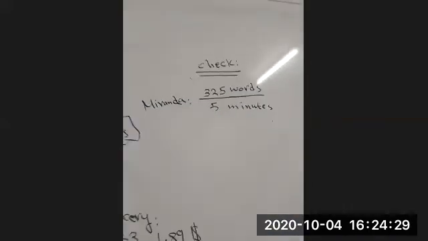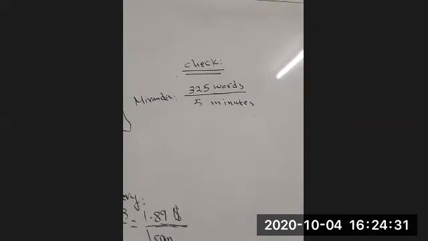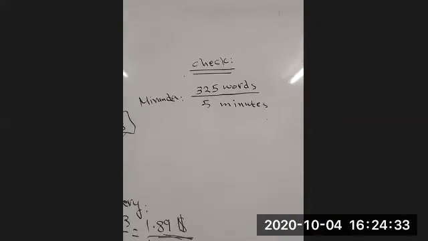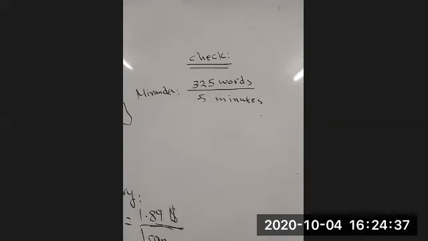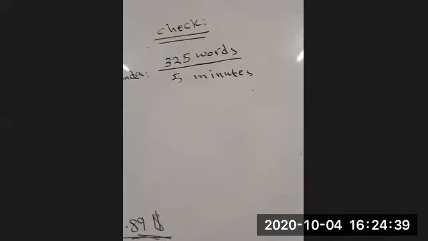Continue. At these rates, how many more words can Miranda type in 9 minutes? How many did Miranda type? 325 words in 5 minutes. How many words can she type in 9 minutes? You skipped Joseph. Joseph types 295 words in 5 minutes.